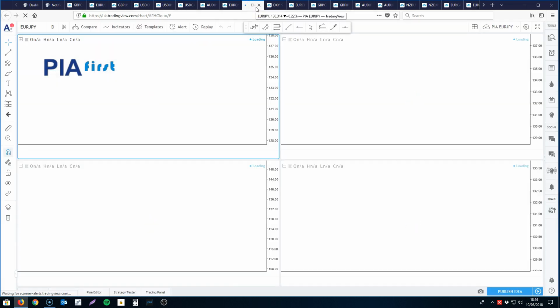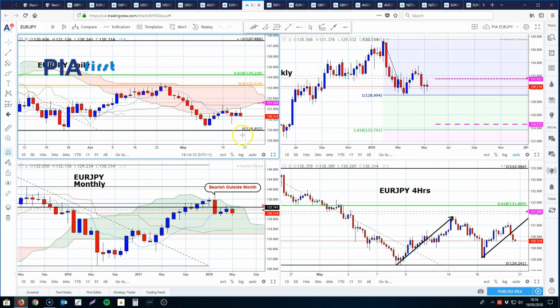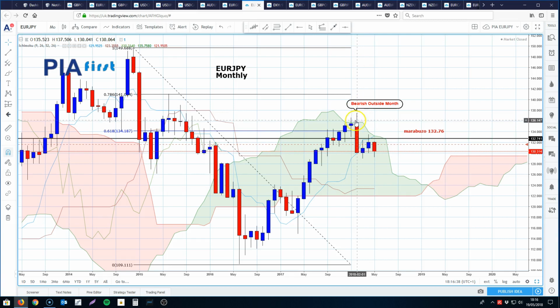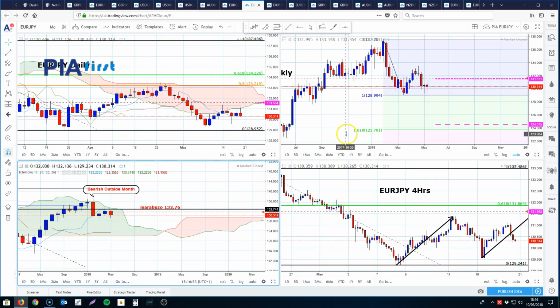Euro yen, you'll all know by now we're long-term bears in euro yen. We've got this bearish outside month that was posted in February of this year. The Marubozu level, which is the midpoint from open and close, located at 132.76, finding sellers. Again, we're now inside the Ichimoku cloud, so we're expecting weekly results to be quite mixed and volatile.